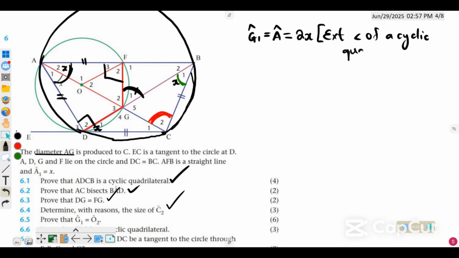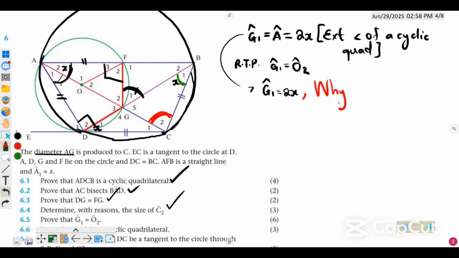Alright. Now, we need to ask ourselves, remember we are required to prove that angle G1 is equal to angle O2. The biggest question that we are now facing is, since we just proved angle G1 to be equal to 2x, why is angle O2 equal to 2x as well? Because we are trying to prove equality between the two. So if this is 2x, this is bound to be 2x as well. Then we can now know what we are working towards.